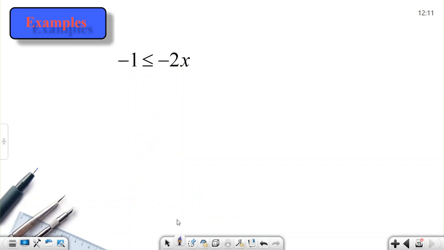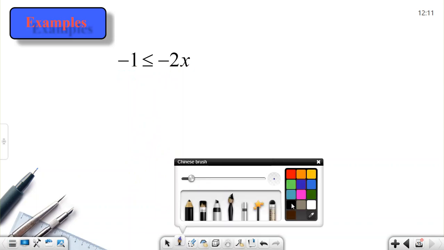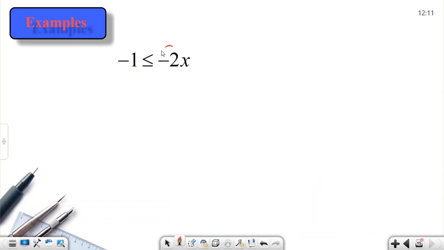Last example. Negative 1 is less than or equal to negative 2x. I have to divide both sides by negative 2. I want only x, I don't want negative 2. So negative 2, negative 2. So 1 over 2, negative divided by negative is positive. So positive 1 over 2.